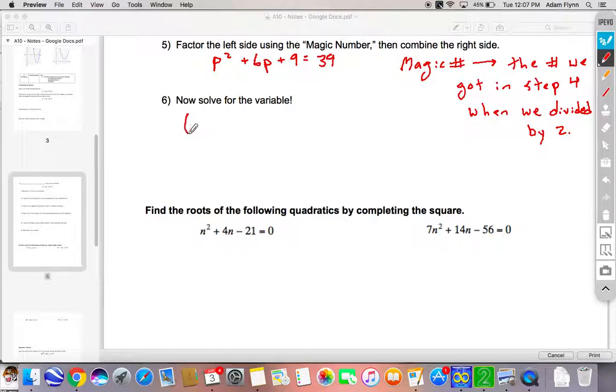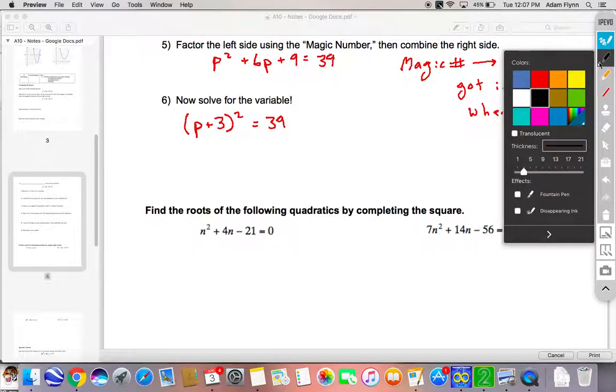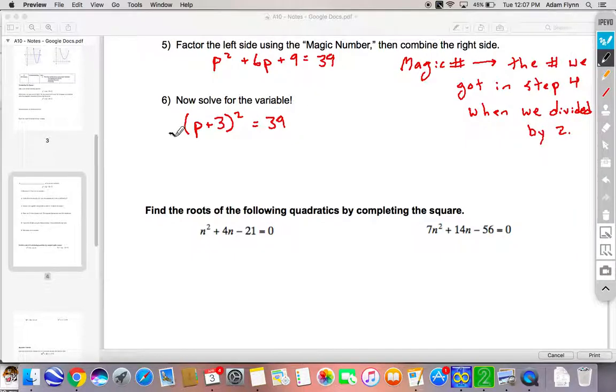So to factor this with our magic number, and again, you can use AC method if you want, you'll notice that you get the same solution. I'm going to take that magic number and throw it in parentheses with my variable and square it. And it equals 39. So from here, all we have to do is solve. To get rid of that exponent, I'll take the square root of both sides.